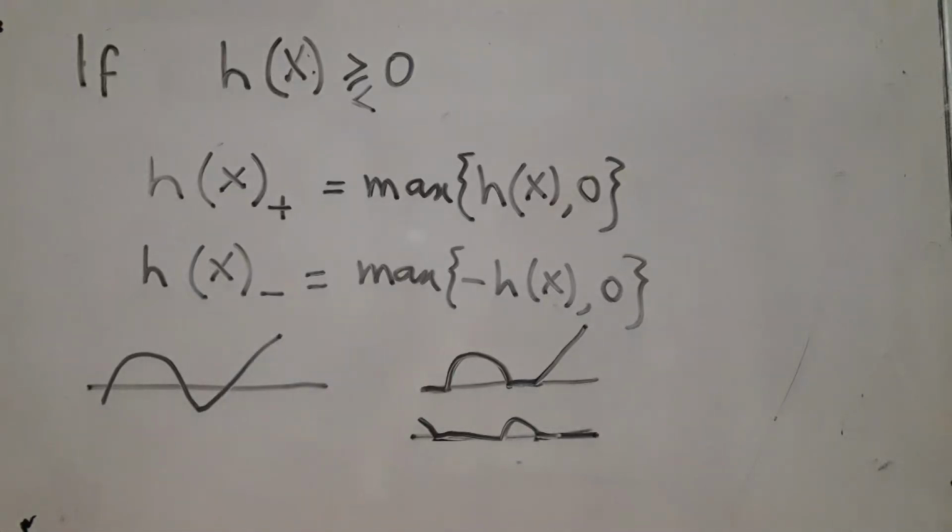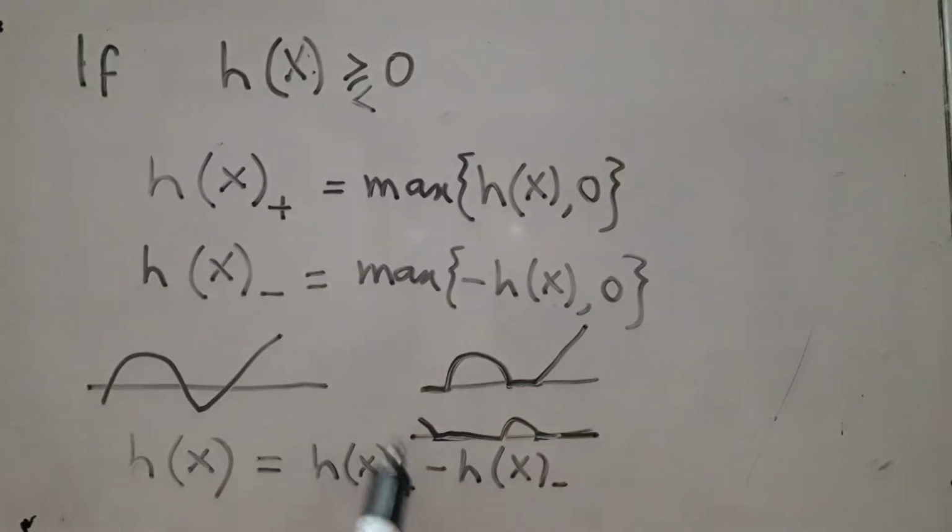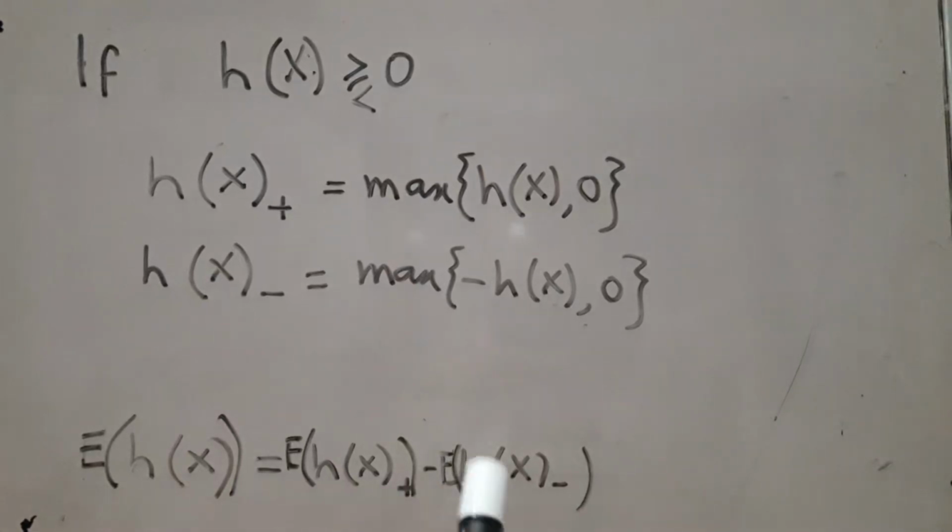In that case, it is pretty obvious that h(x) is h(x) plus minus h(x) minus, and both these things are non-negative random variables. So I shall define the expectation of this as the difference, but now there may be a problem. If this is infinite and this is also infinite, you will get infinity minus infinity. In that case, I will say this is undefined, but otherwise it is always defined. Maybe infinite, maybe minus infinite. For example, if this is finite and this is infinite, then it will be minus infinity.